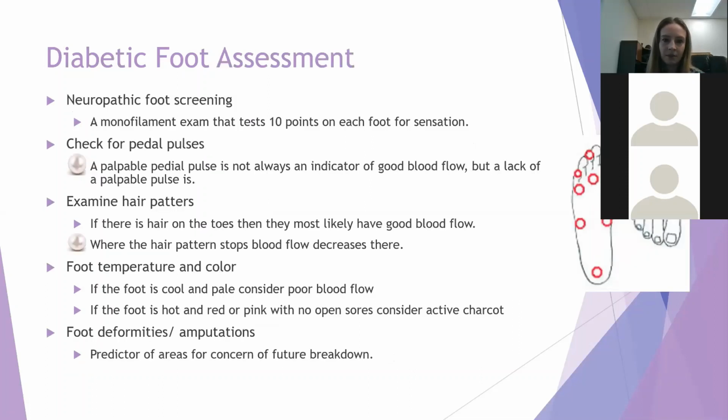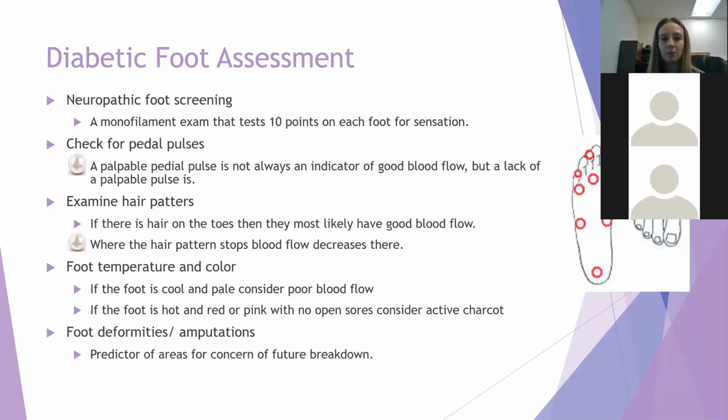So with the diabetic foot, there are some assessments that you're going to want to do. You have your neuropathic foot screening, which is just a monofilament exam that tests 10 points on each foot for sensation. I have the pattern off to the right that you'll typically do. And then you would document it as, if they could only feel 2 of the 10 points, 2 out of 10, as how you would rate the score.